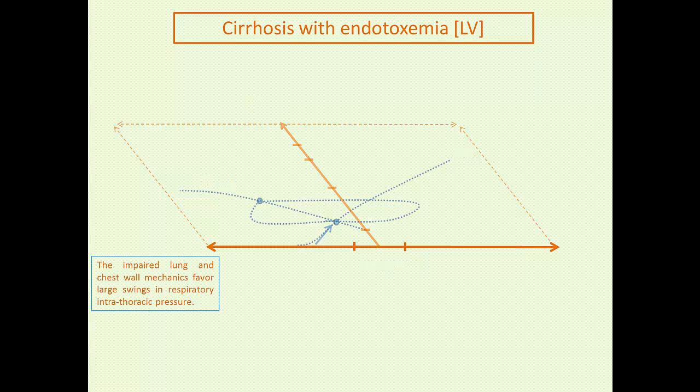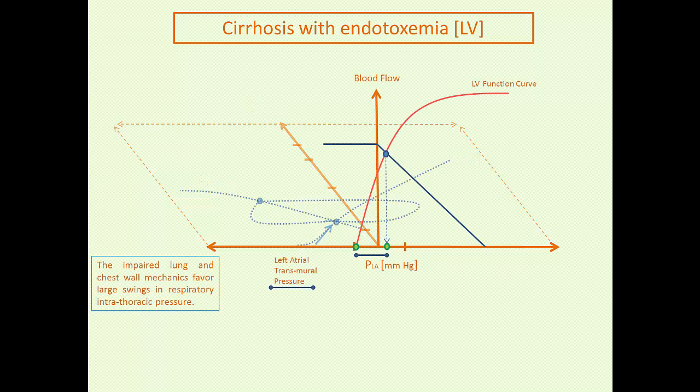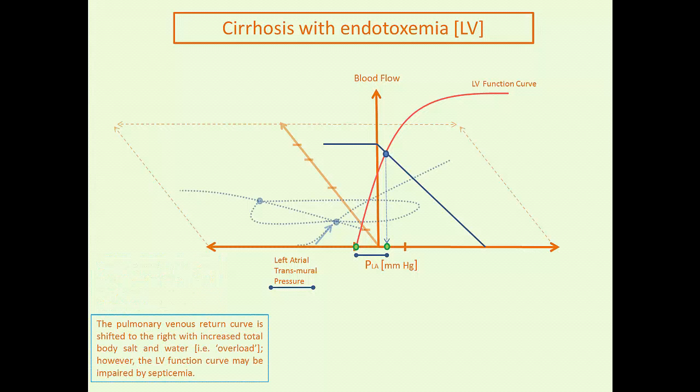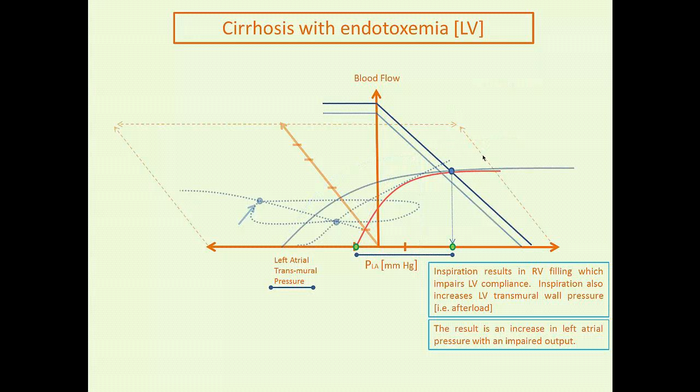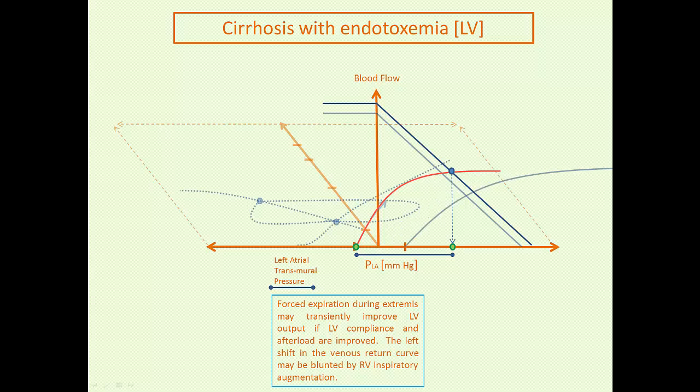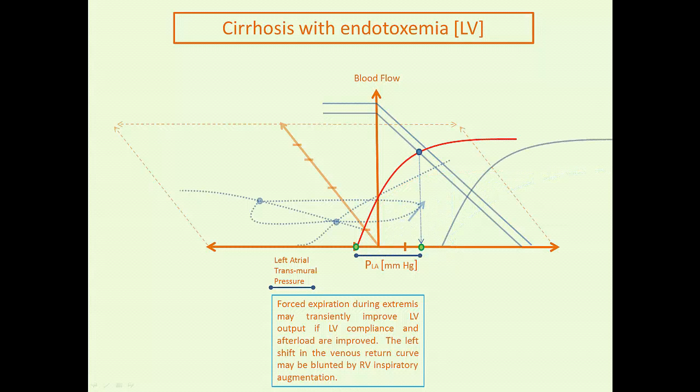And similarly for the left heart, again, this is very similar physiology to the previous slides. But the pulmonary venous return curve is shifted rightwards because of the increased West Zone 3 physiology. Inspiration, again, the ghost of the RV, tends to distend the RV, which impairs the LV by compliance effects, so the LV curve is shifted down and to the right. Afterload is increased as the intrathoracic pressure is decreased. And pulmonary venous return is augmented as lung volume is increased. And then forced expiration tends to reverse those effects, as we talked about on the previous slide.